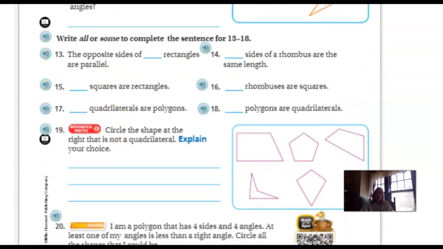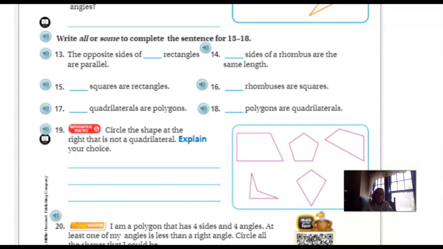Okay, write all or some to complete the sentence. Number 13 says, the opposite sides of blank rectangles are parallel. Hopefully you see a rectangle, all sides are parallel. Number 14, blank sides of a rhombus are the same length. We talked about that, and we know that all sides of a rhombus are the same length. It's like a square, but it's not. It has some of the same qualifications as a square, but a rhombus does not have right angles.